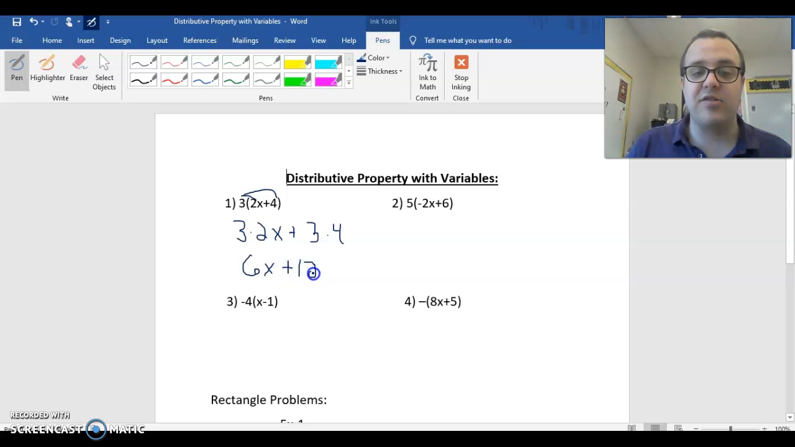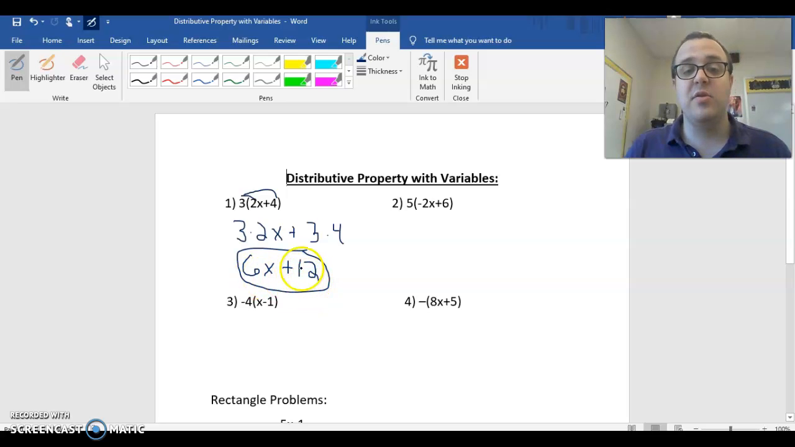Once I have something that looks like this, I am done. I actually cannot combine these together anymore. The x and the non-x part cannot be combined together. So we're done at 6x plus 12. That's our distributive property involving variables. Basically, it's the exact same thing we did yesterday. The only thing that's new is that now we have an x floating around, or an a or b or whatever variable we want to use.